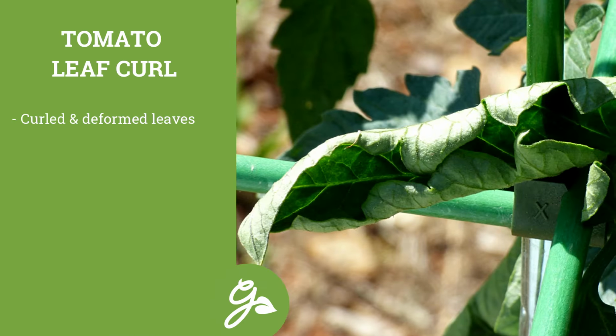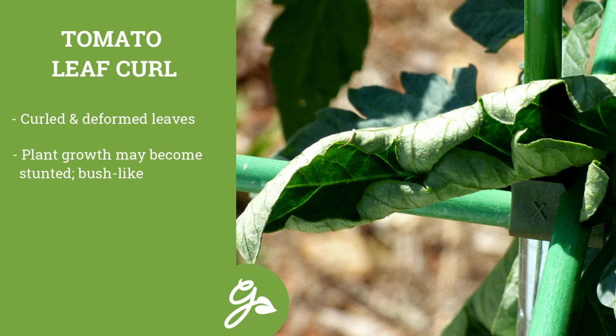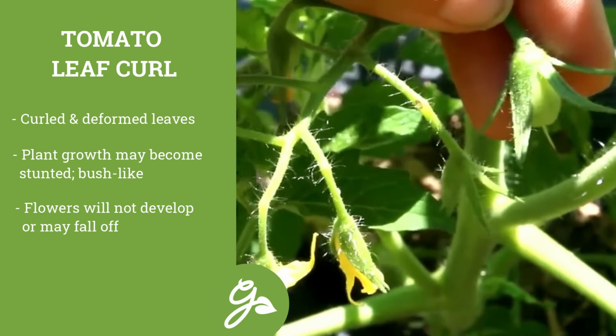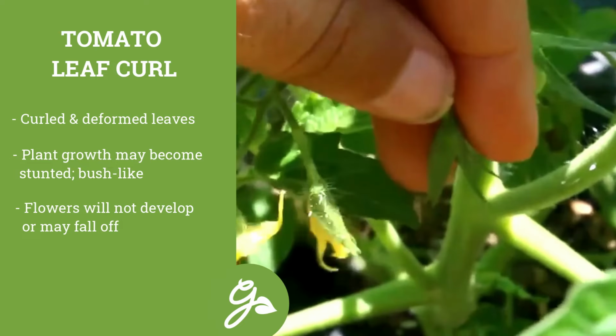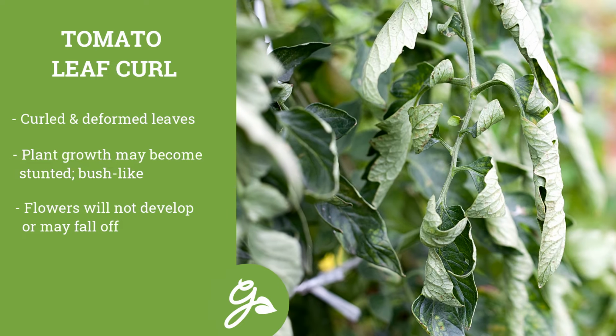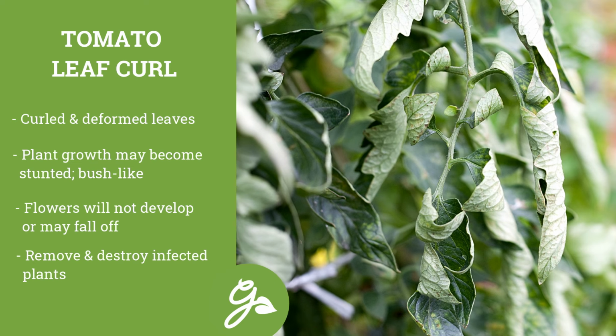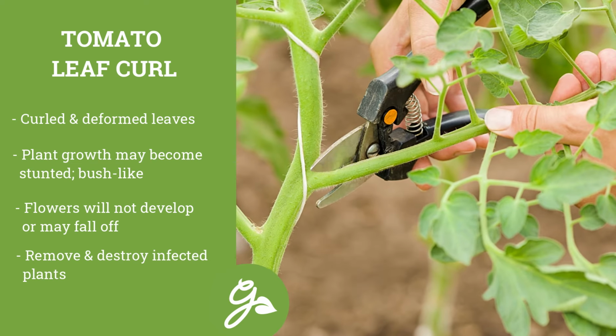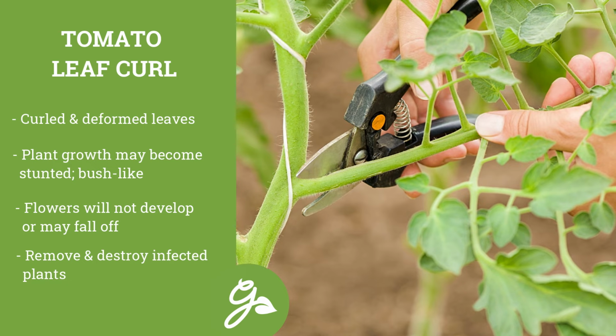The plant growth may also become stunted, taking on a bush-like growth habit. Flowers will not develop, and those that do simply drop off. If you believe your plant has developed a viral infection, removal of the infected plants is necessary to prevent any further transmission to other plants nearby.